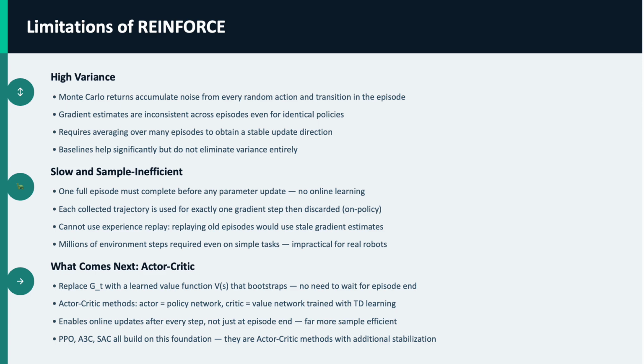All right, REINFORCE has three interconnected limitations that motivate everything that comes next: high variance, slow, and sample inefficient. What comes next is actor-critic. We'll discuss that in quite some detail.